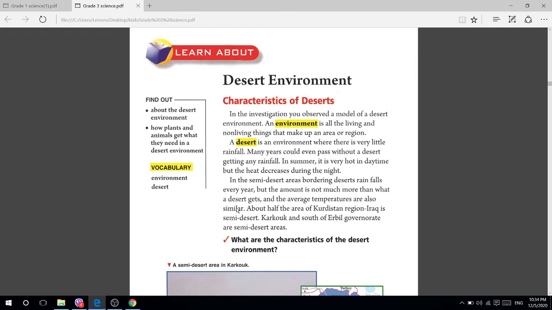About half of the area of the Kurdistan Region of Iraq is semi-desert. For example, Kirkuk and south of Erbil governorate are semi-desert areas. These are two examples of places in Kurdistan.